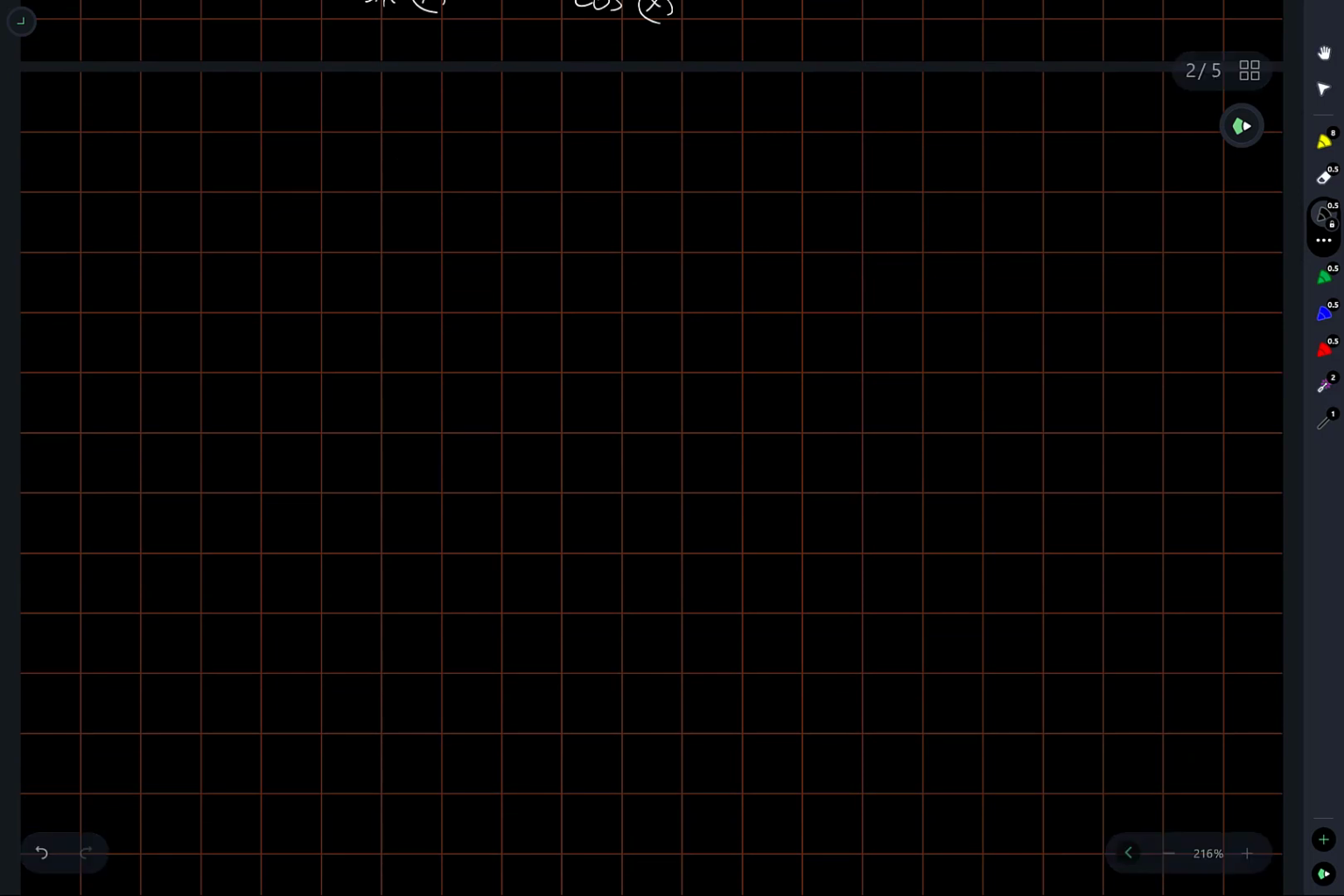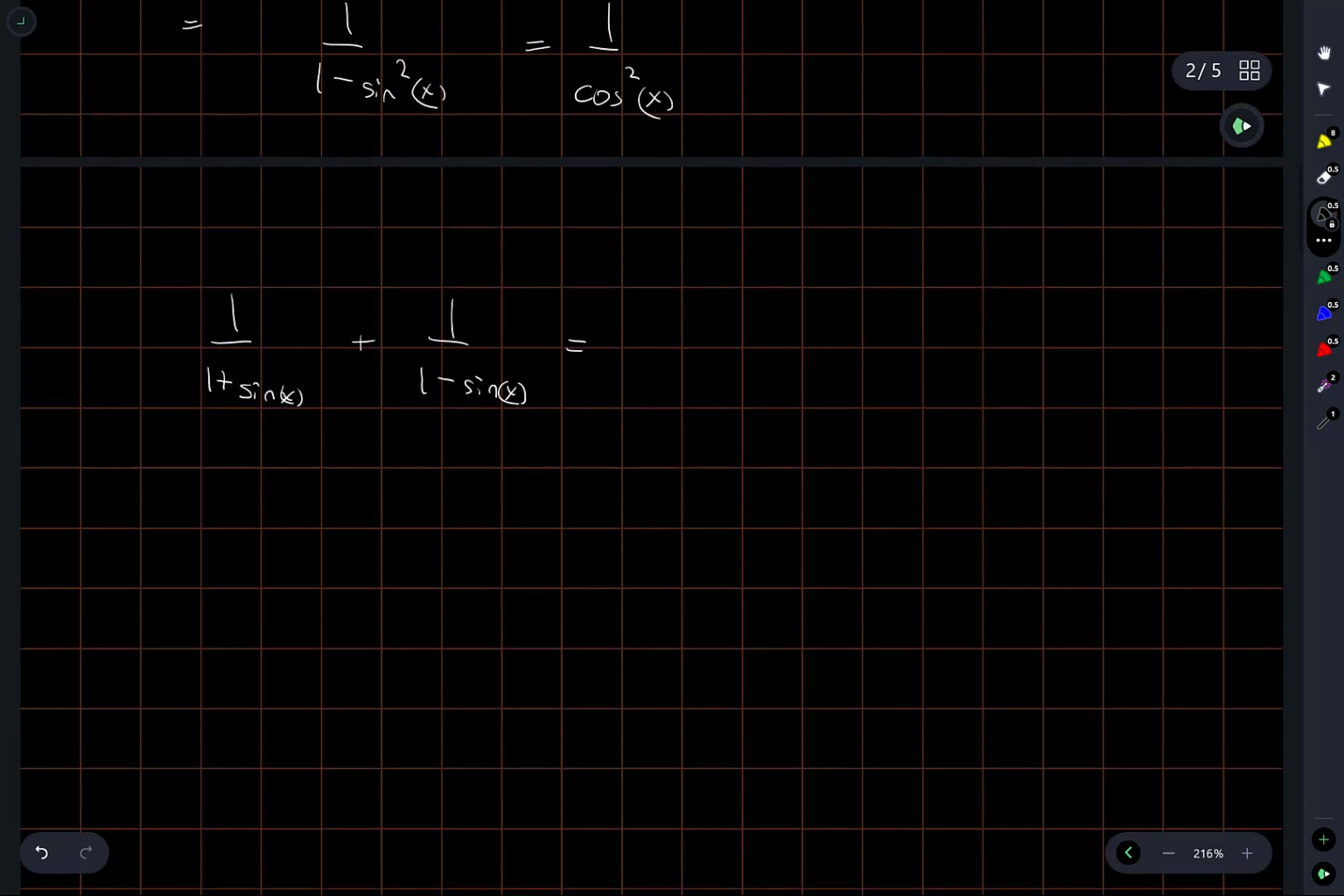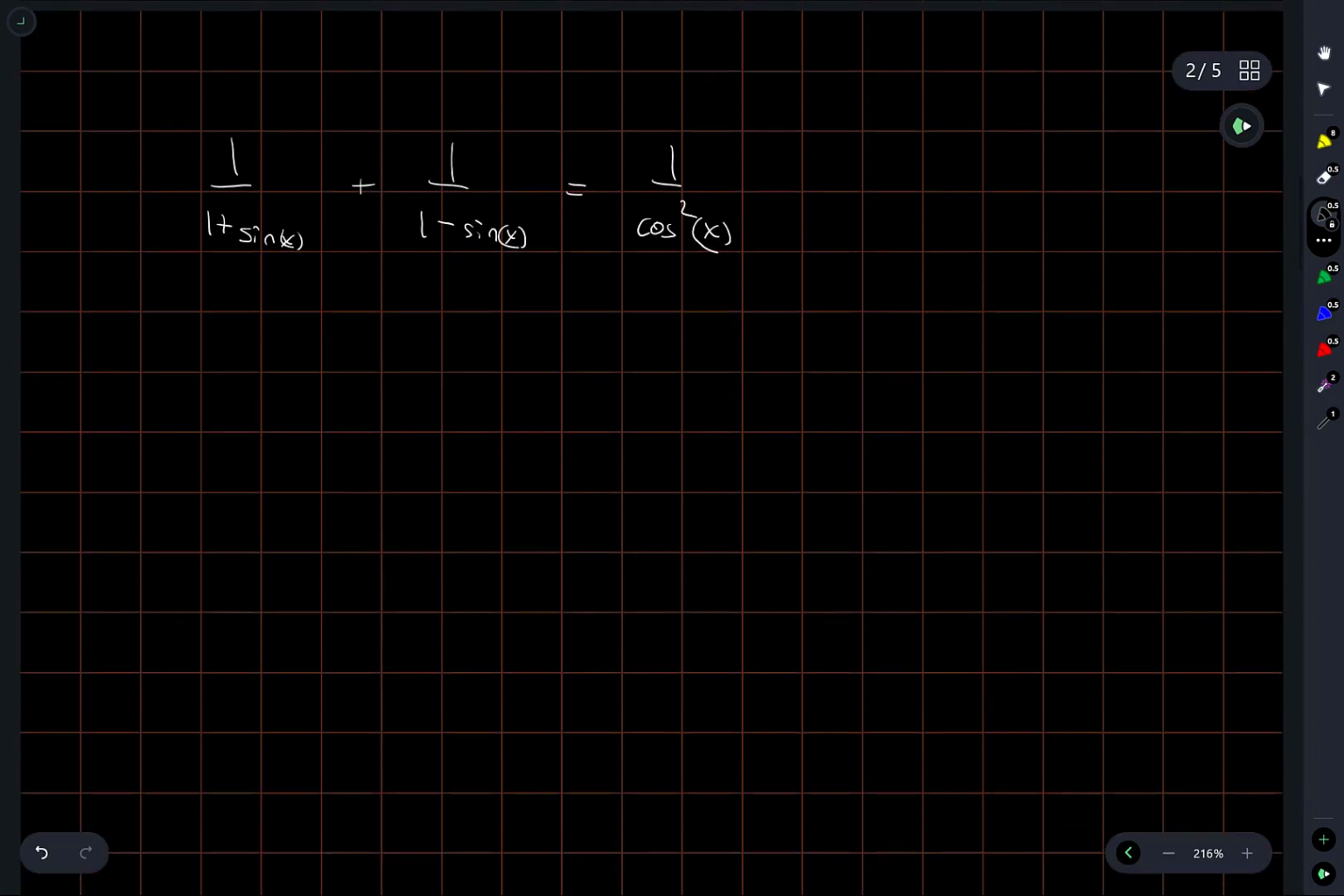I have 1 over 1 plus sine x plus 1 over 1 minus sine x is equal to 1 over cos squared x. And I think, can this be integrated? This is what? Secant squared x. I'll come back to that. Maybe we can integrate that.